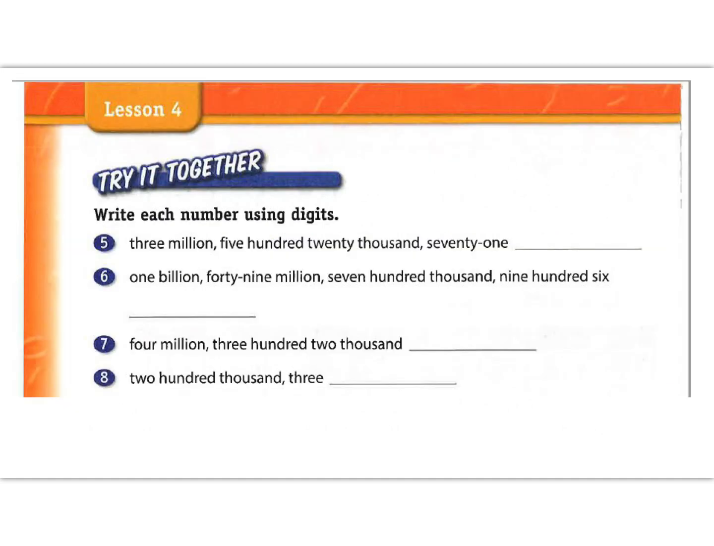Okay, so let's do these together. So write each number using digits. 3,520,071. So let's talk it out. So we have 3,520,000 and then 71. So there's no hundreds, but 71. So 3,520,071.